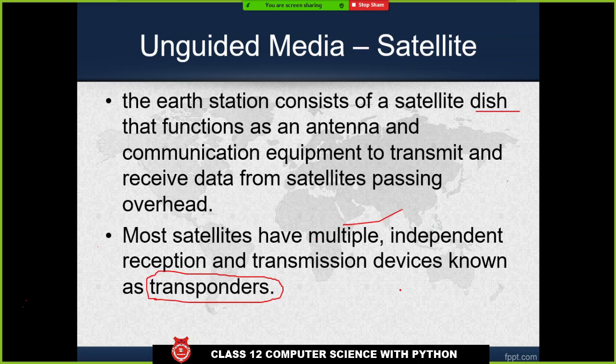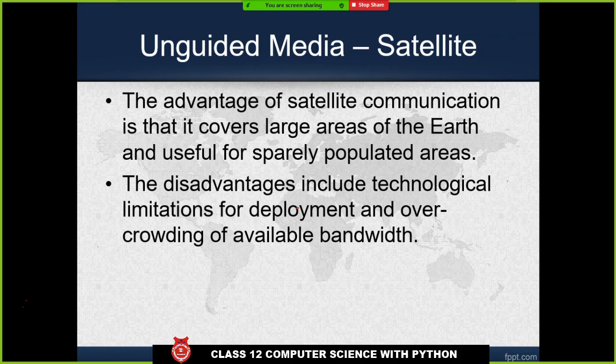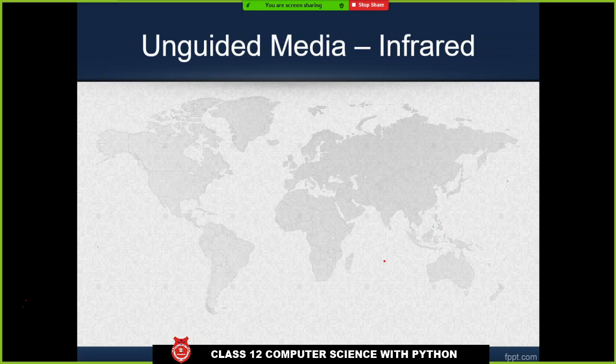Okay, I think our local cable operators are also using these types of satellite communication for transmitting over long distances or long kilometers. And the advantage of satellite is it covers the whole world, and the disadvantage is that the technology is very advanced and it cannot be owned by a single person, and they have to apply through the government agency because the satellites are usually launched by the government of India.